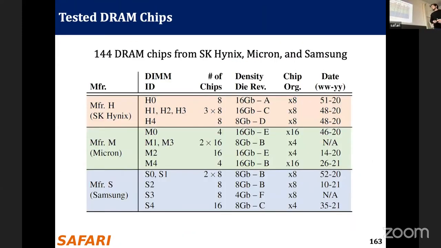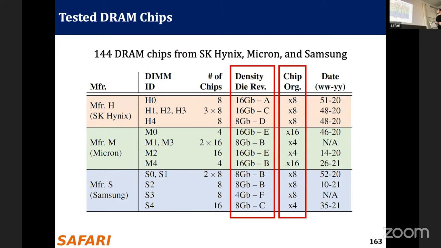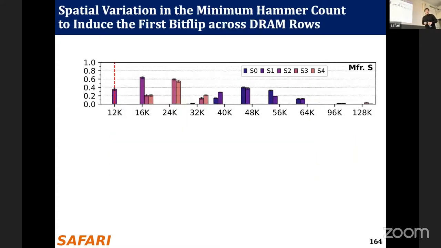And then the paper analyzes 144 DRAM chips from three major manufacturers. And you see the die revision that indicates the manufacturing date, or technology, and the chip organization. So this figure is a bit hard to parse, but let me explain it.